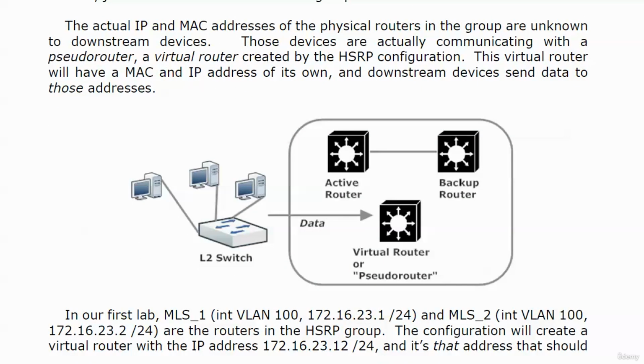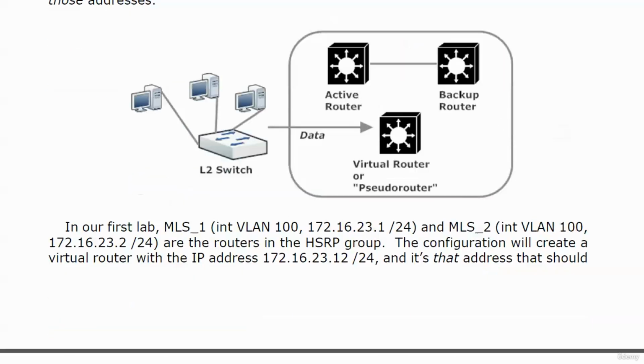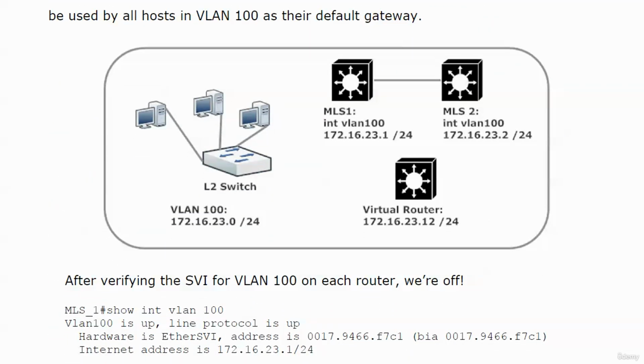In our first lab, we're going to have multi-layer switch 1, which has an interface VLAN 100 with an IP address of 172.16.23.1, and multi-layer switch 2, which also has an interface VLAN 100, address 172.16.23.2. Those are the two routers we're putting in the HSRP group. We're going to create a virtual router with this configuration with the IP address 172.16.23.12/24, and it's that address that will be used by all the hosts in VLAN 100 as the default gateway. So here's a diagram for you as well showing you those addresses, and let's go ahead and get started.